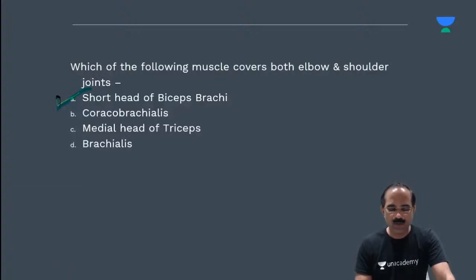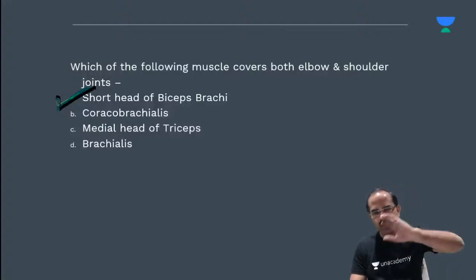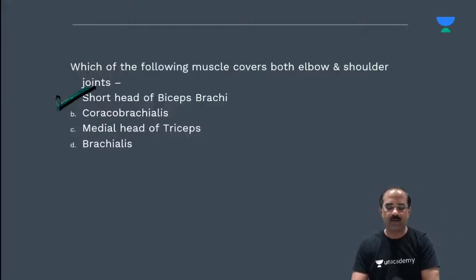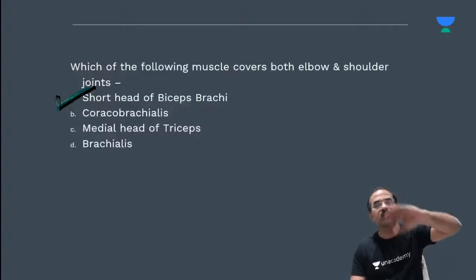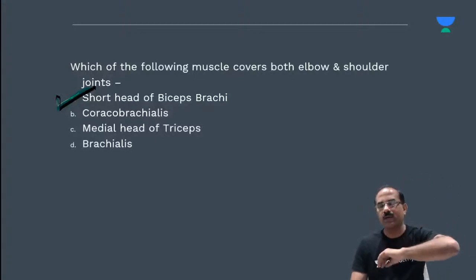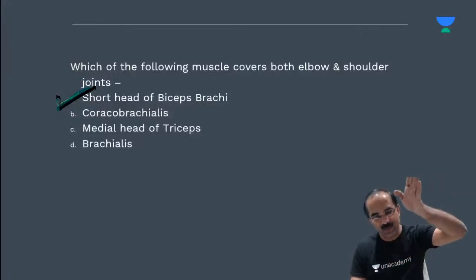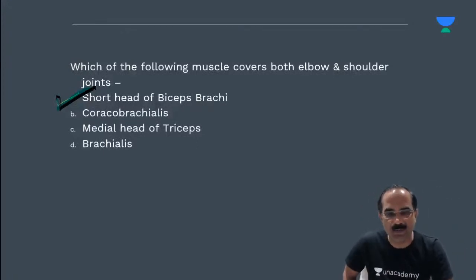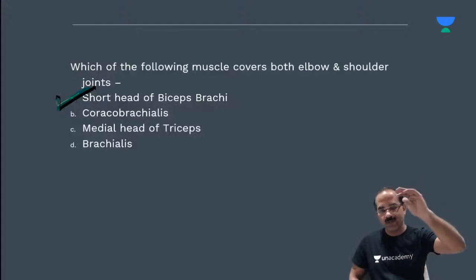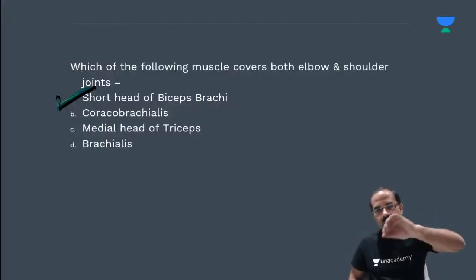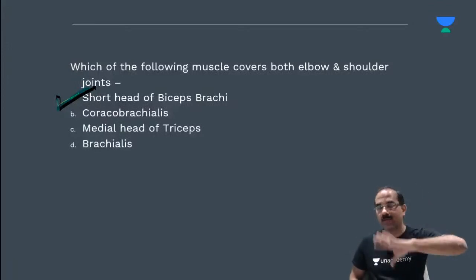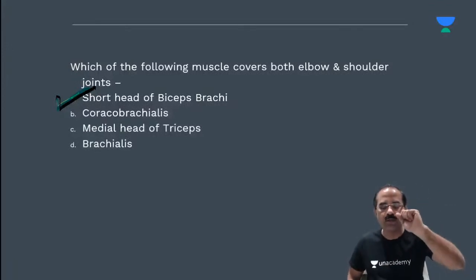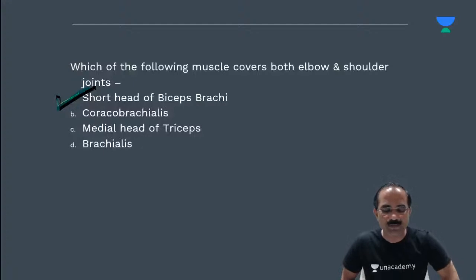Tell me, what is the origin of the short head of biceps? See, if it has to cover the elbow and shoulder joint, it should arise from the scapula. Then it would cover the shoulder joint, and it should be inserted on the radius or ulna, the bones of the forearm. Then it would cover the elbow joint. Clear to all of you? So that is the short head of biceps.